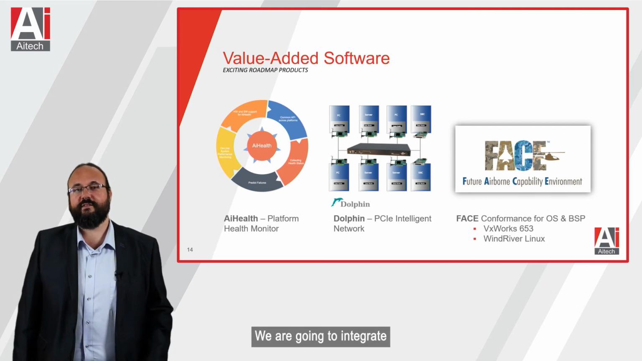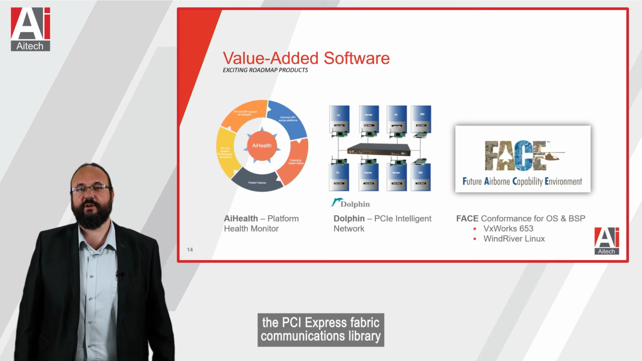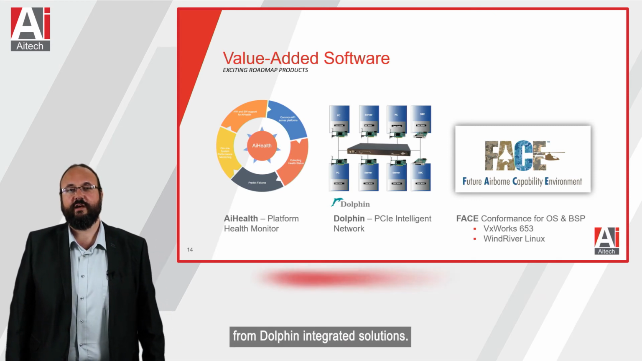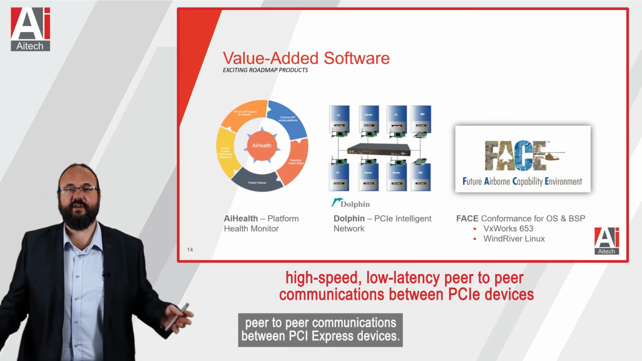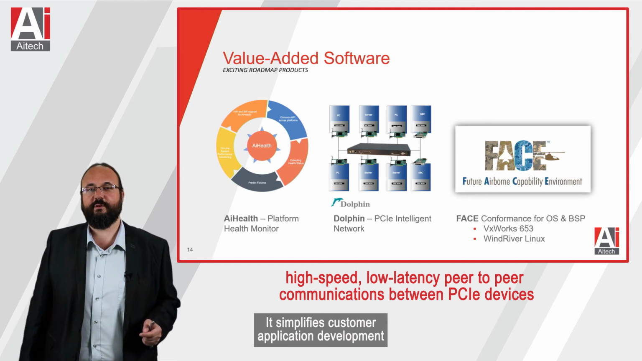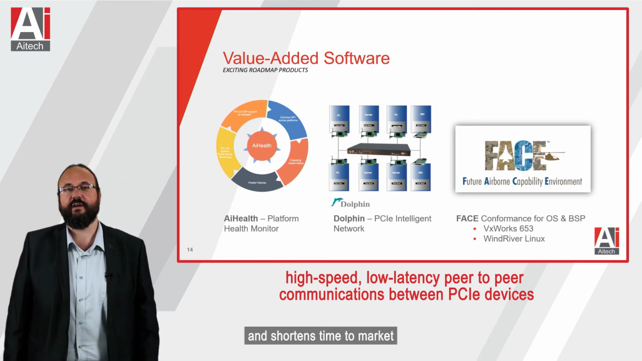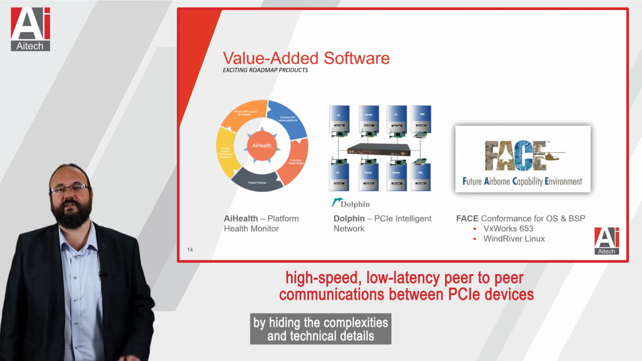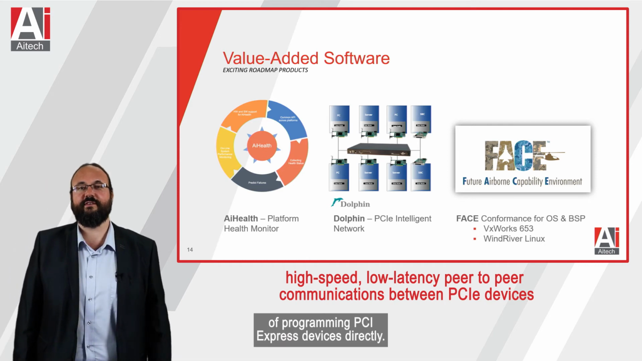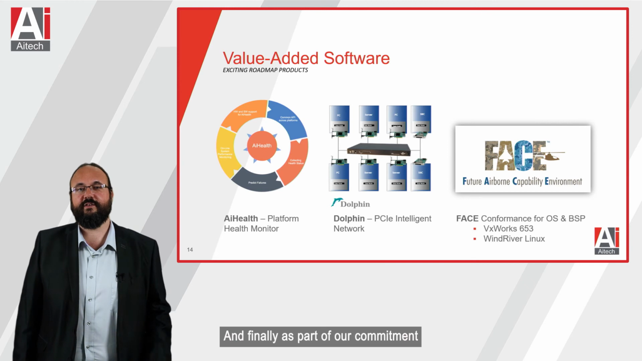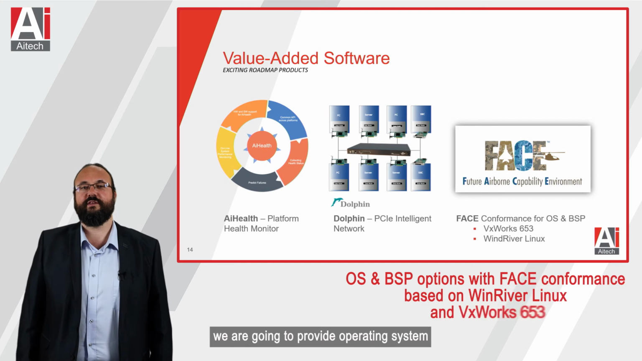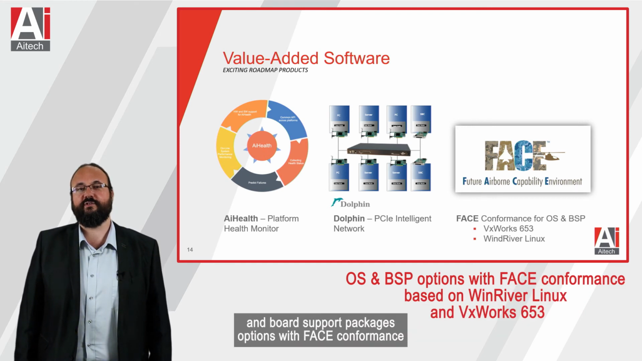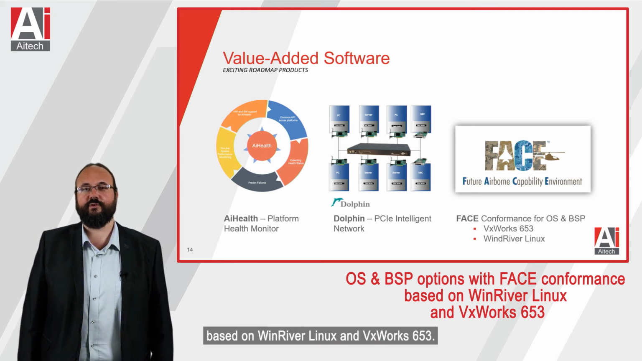We are going to integrate the PCI Express Fabric communication library from Dolphin Interconnect Solutions. This library supports high-speed, low-latency peer-to-peer communication between PCI Express devices. It simplifies customer application development and shortens time to market by hiding the complexities and technical details of programming PCI Express devices directly. And finally, as part of our commitment to new interoperable standards, we are going to provide operating system and board support package options with FACE conformance based on Wind River Linux and VxWorks 653.